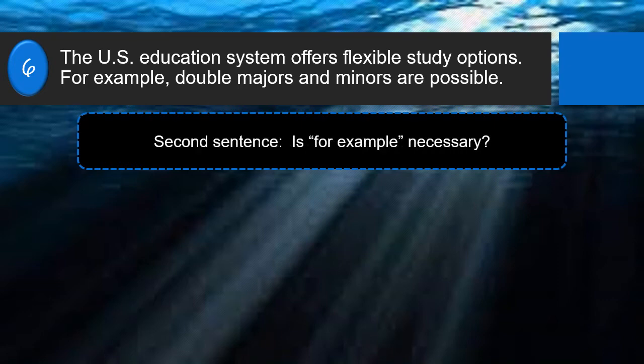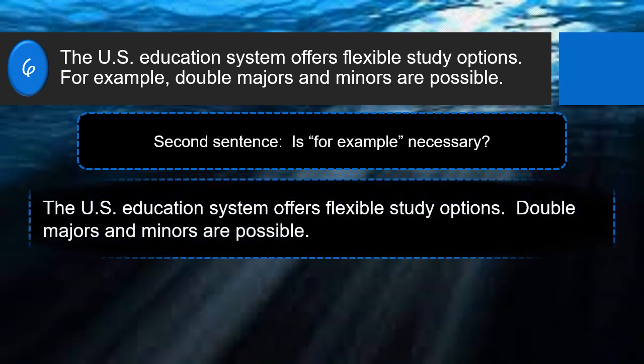The second sentence is, for example, necessary. In general, students tend to use these words like for example too much. It's understood that what comes next is a specific example. So, the U.S. education system offers flexible study options. Double majors and minors are possible. It's clear that this is an example without saying, for example.